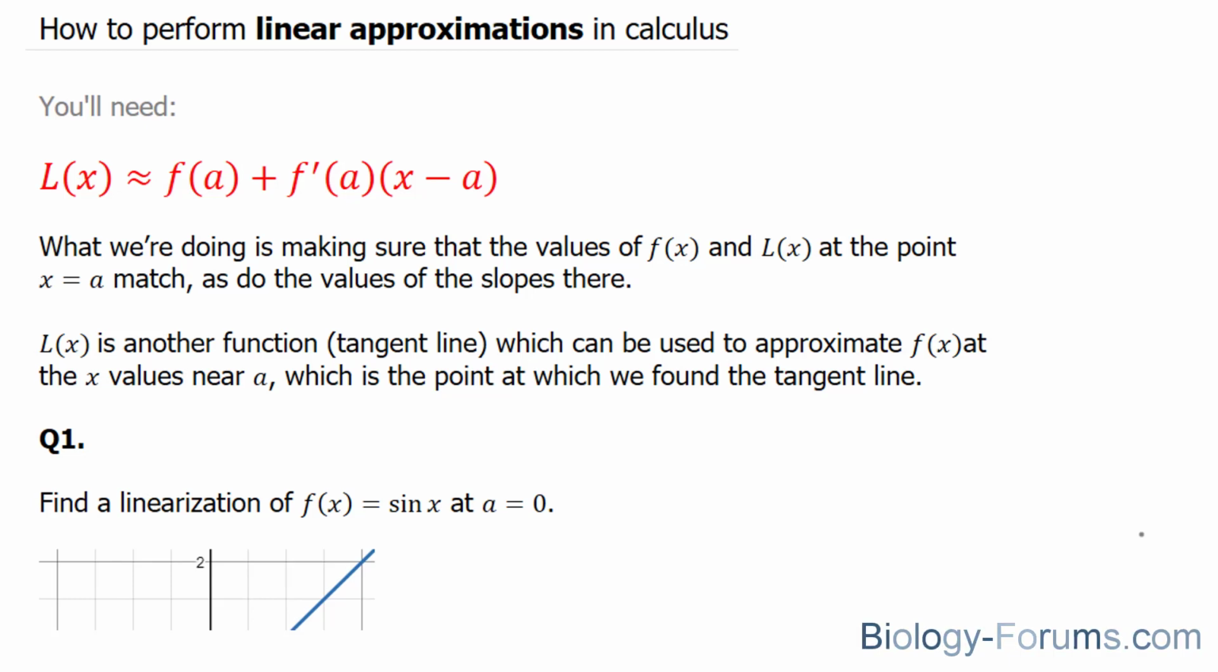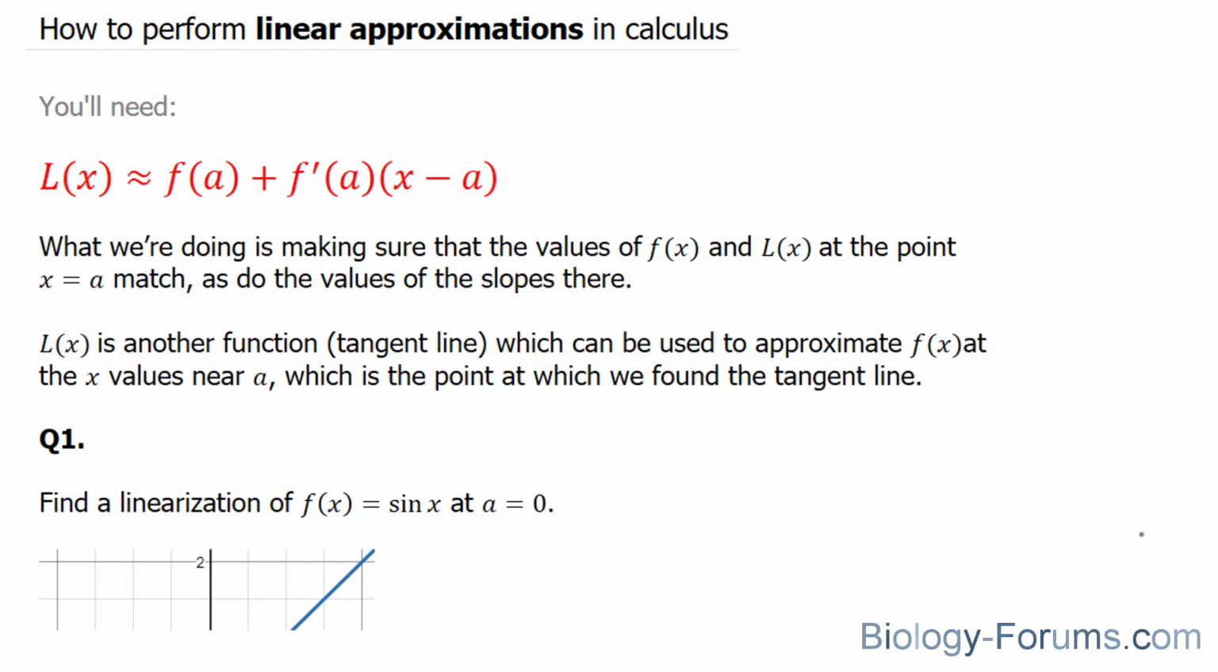In this demonstration, I'll show you how to perform linear approximations in calculus. What we're doing is making sure that the values of f at x and L at x at the point x is equal to a match, as do the values of the slope there. L of x is just another function, the tangent line, which can be used to approximate f at x at the x values near a, which is the point at which we found the tangent line.